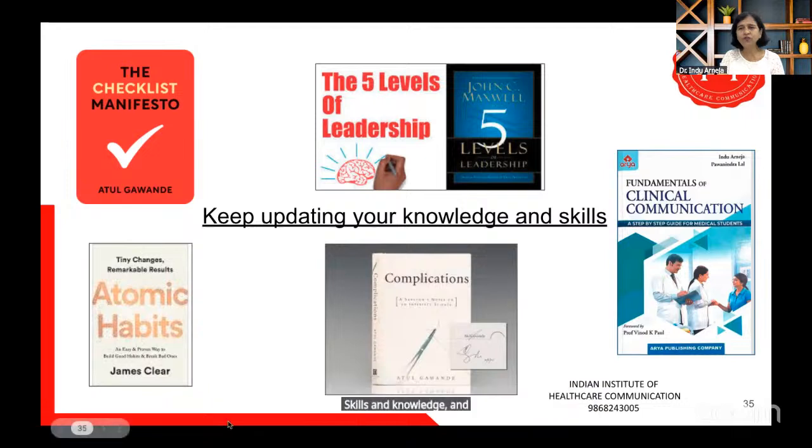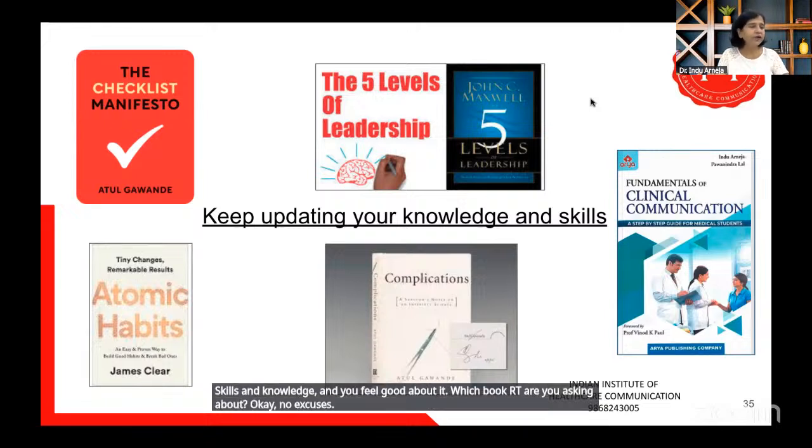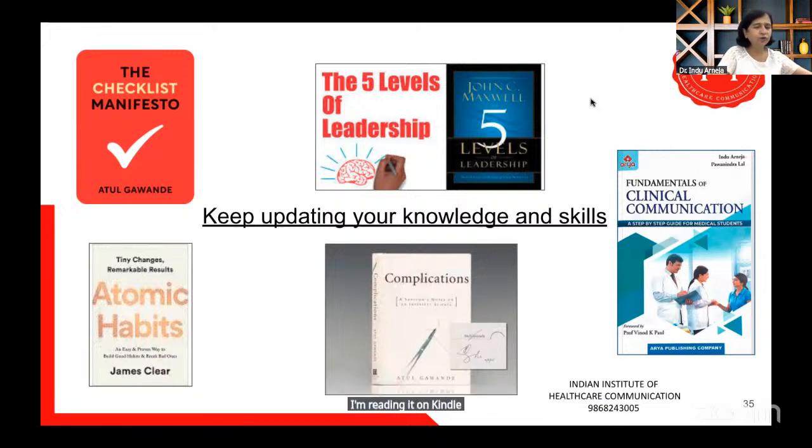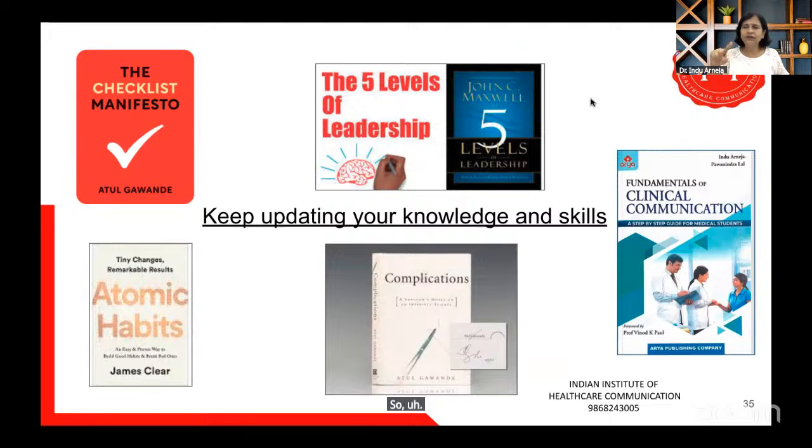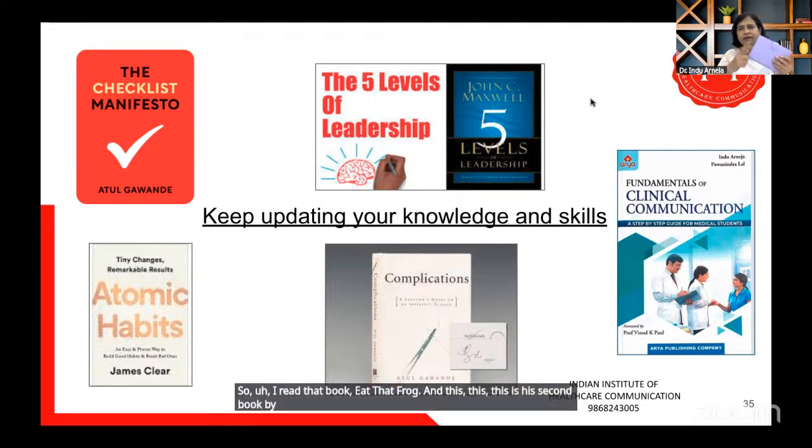And you feel good about it. Which book, Aarti, are you asking about? Okay, No Excuses. I'm reading it on Kindle. This book is No Excuses by Brian Tracy, who has written Eat That Frog. He's a wonderful writer on time management and life management. So I have read that book, Eat That Frog, and this is the second book by him I'm reading. This is on my Kindle.